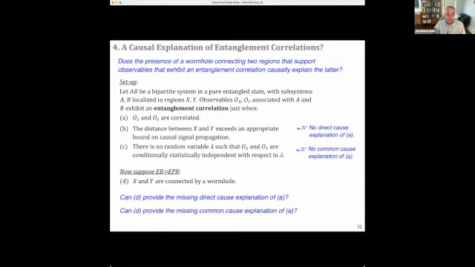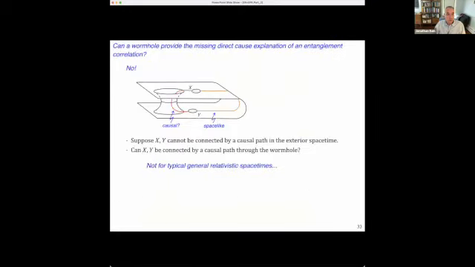So the answer to the first question seems fairly straightforward, right? Can a wormhole provide the missing direct cause explanation of an entanglement correlation? And arguably the answer to this is no, right? Here's the relevant setup. We have our two regions X and Y. They're space-like separated, right? So no causal signal can travel from one to the other in the exterior space-time.